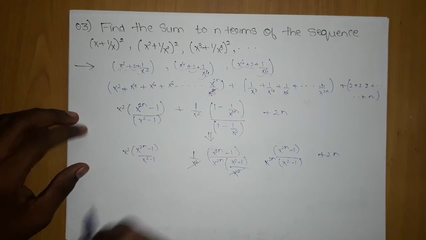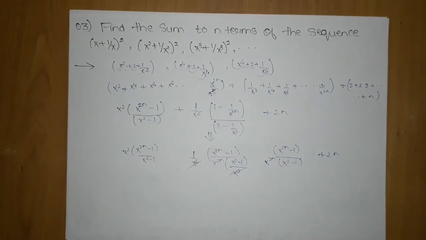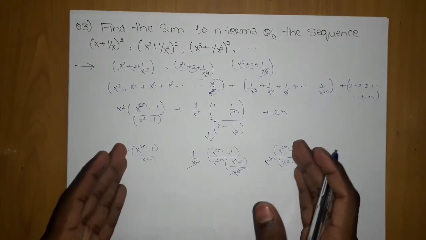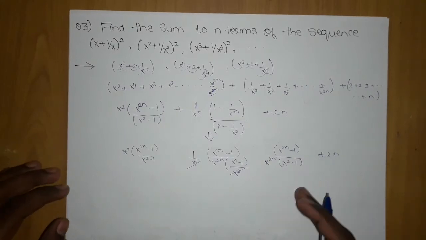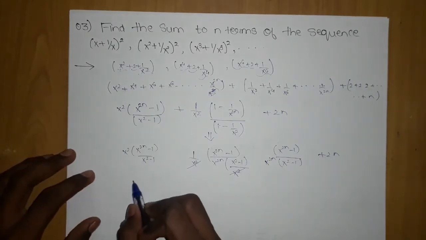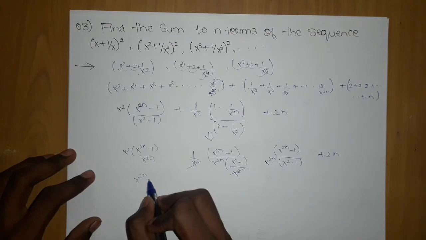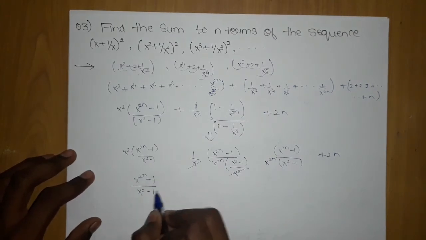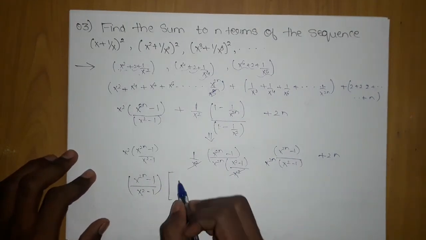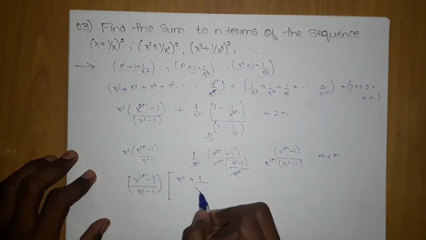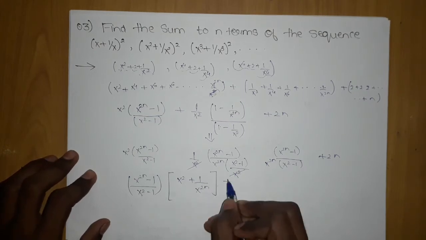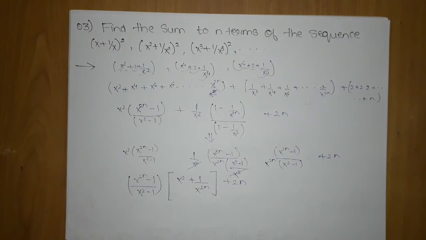Now what you can observe is that these two terms, x power 2n minus 1 and x square minus 1, are the same. Shouldn't we take them common? X power 2n minus 1 upon x square minus 1 is common. If I take it common, what I am left with is x square plus 1 upon x power 2n, plus 2n. So this is our answer.